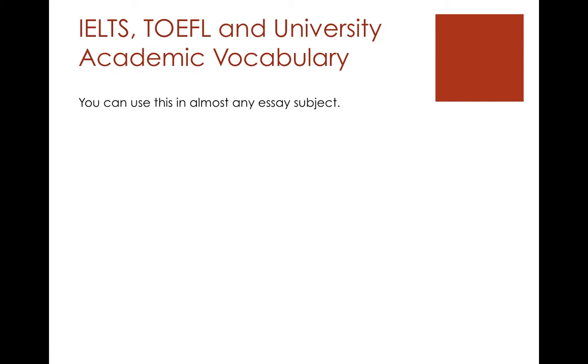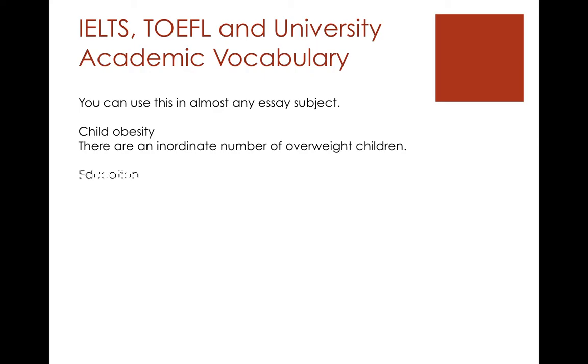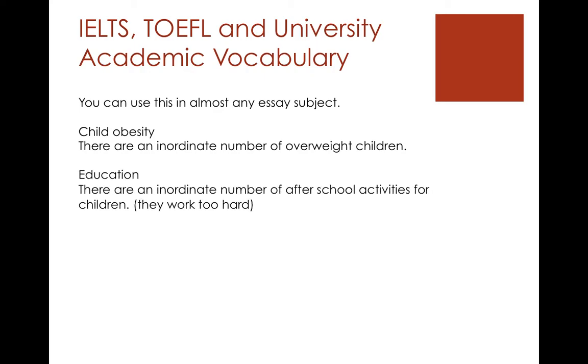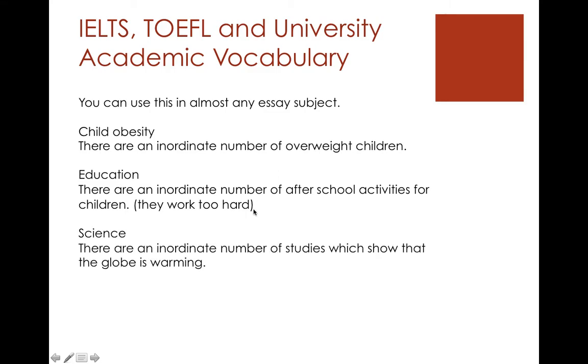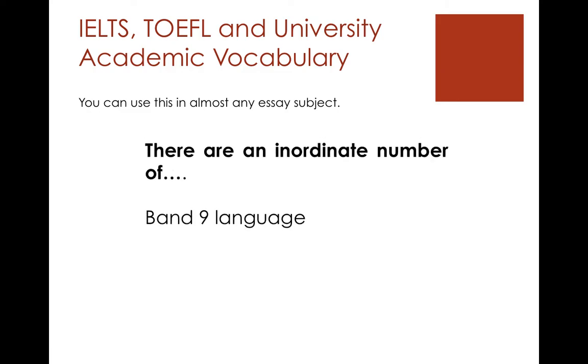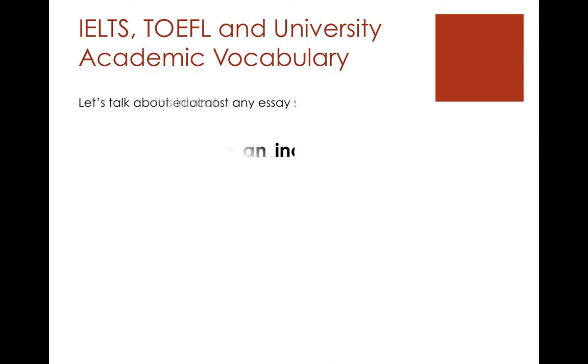Okay, so you can use this one in almost any essay subject. So there are an inordinate number of overweight children. For education, there are an inordinate number of after-school activities for children, so they work too hard. In science, there are an inordinate number of studies which show that the globe is warming, and so on. So that's your first phrase, inordinate.